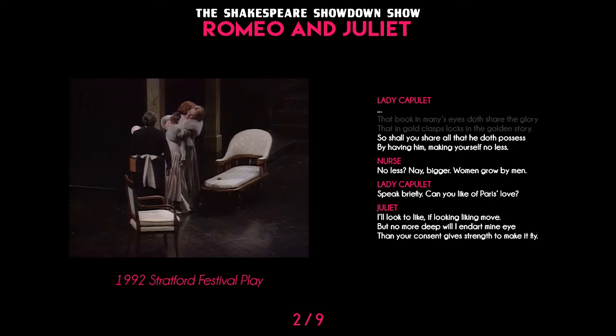What is Juliet committing herself to? She commits that she won't love Paris any deeper than what her mother permits. But that's not a concern that her mother has, and it's not an answer to her mother's question, and it isn't what her mother came in search of. Her mother isn't worried that she's going to love Paris too deeply, but Juliet answers as if that's what her mother is worried about. Juliet is only committing that she won't endart her eye more deeply than Lady Capulet's consent gives strength to make it fly. Who cares? That's not a big commitment at all. That's a commitment that I myself can make right here and now. In fact, I'll do it.